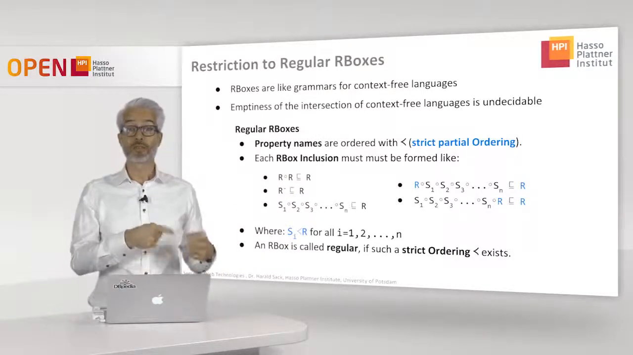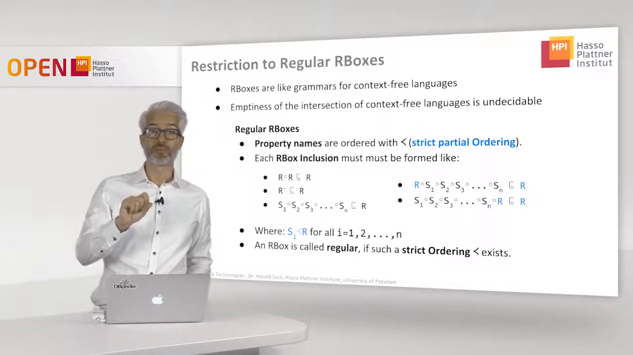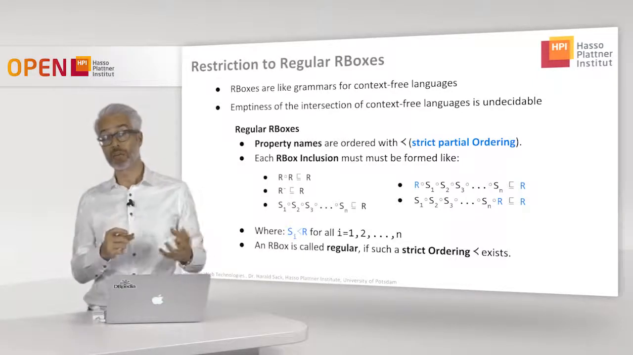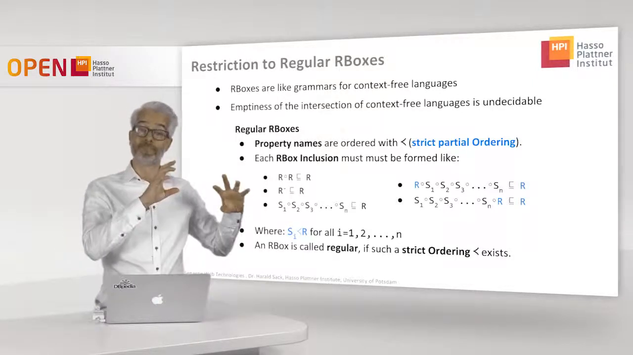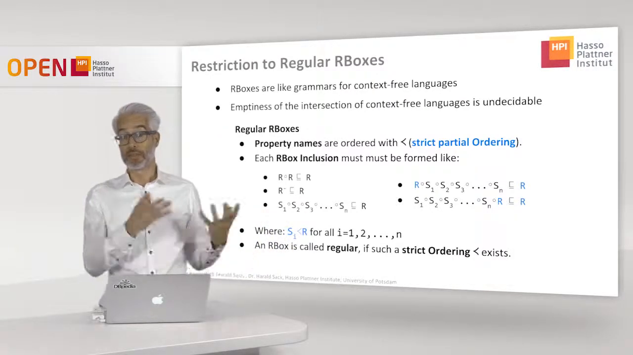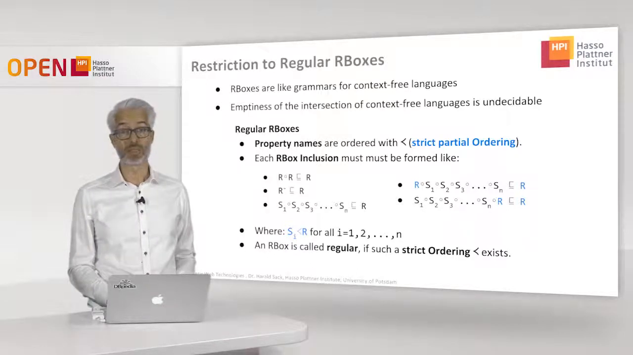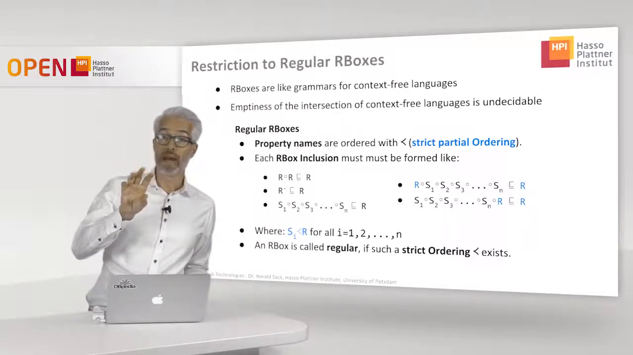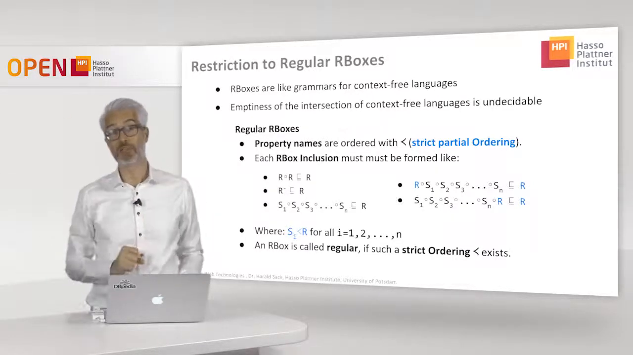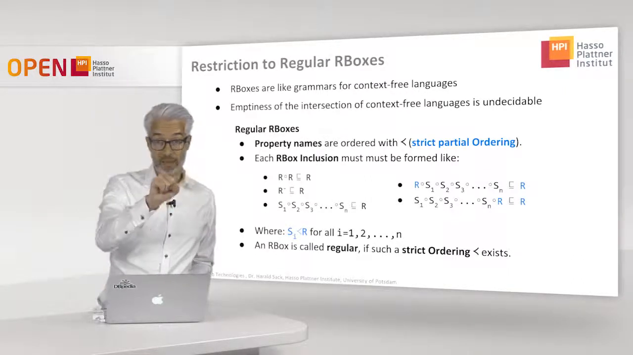But this also holds if one of the properties S sub 1, S sub 2, and so on are not atomic properties but are composed. Then, of course, R must not be one of the constituents of those roles. Otherwise, it would in the end again lead to undecidability. The only way R is allowed on the left side of this kind of equation is if it's either at the beginning or at the end.